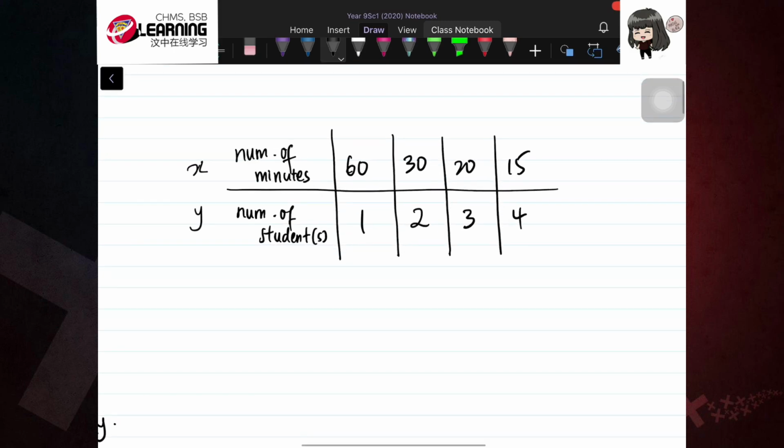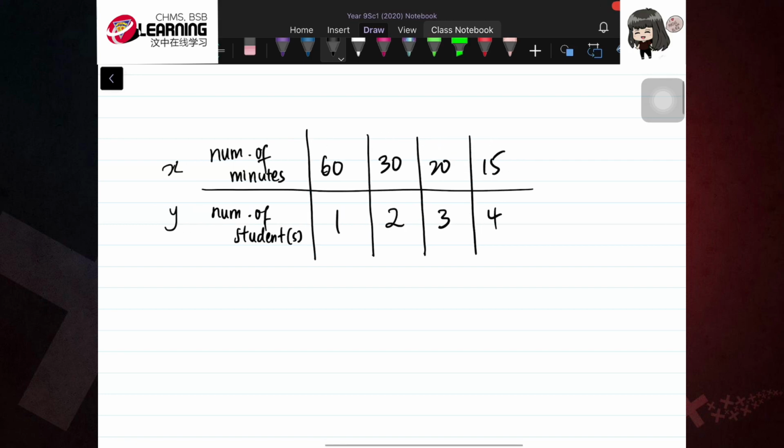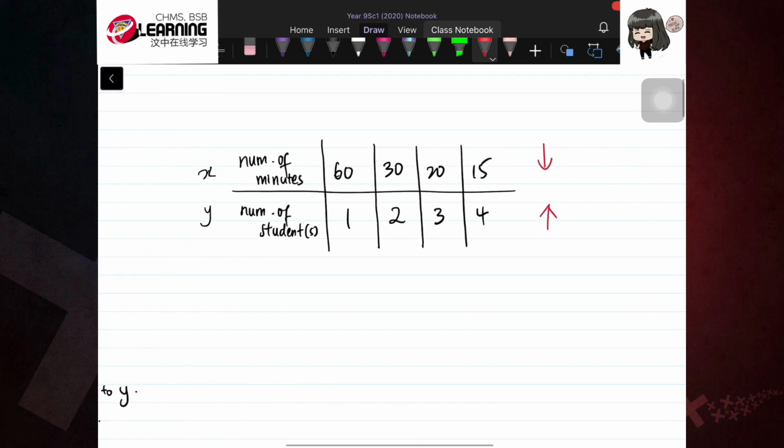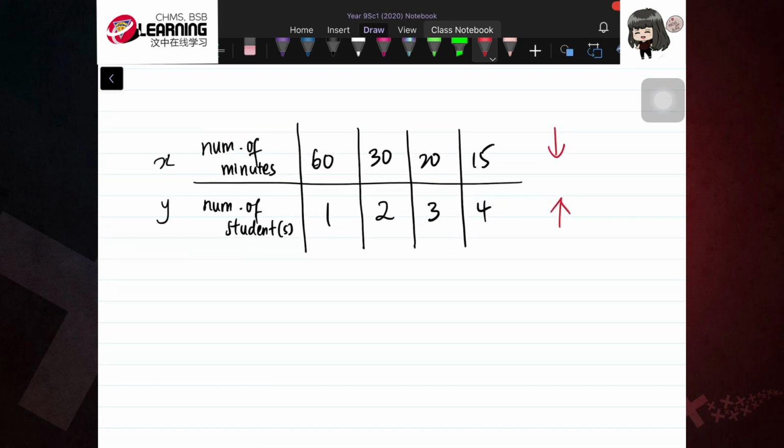To show that this is really an inverse variation, we need to find the constant. Even though the number of minutes is decreasing, the number of students is increasing. So for inverse variation, one increases, one decreases. For direct variation, both x and y are increasing. To show that it's really an inverse variation, we need to find a constant.